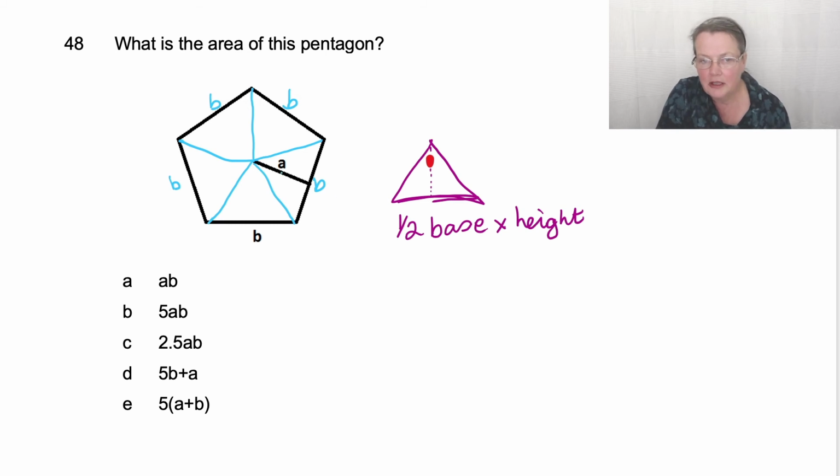So how we're going to do this is we're going to go for just this triangle. It is half times A, that's the perpendicular height there, times B.